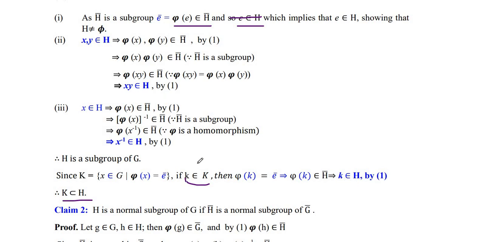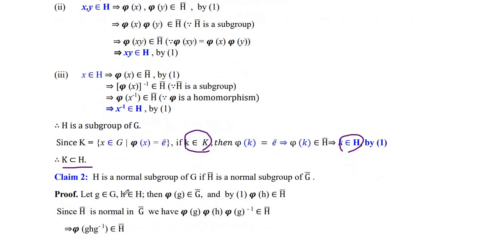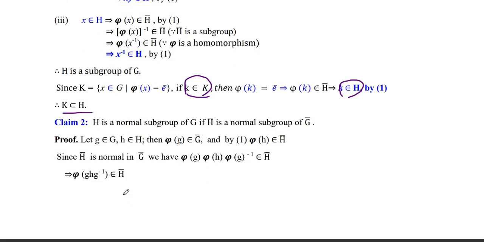So K belonging to K bar implies K is belonging to H. That means K must be contained in H. Now to prove the second one, H is a normal subgroup of G if H bar is a normal subgroup of G bar. First we show that whenever H bar is a subgroup, then H is a subgroup. Now H bar is normal in G bar means H is normal in G. That is what we are trying to prove.